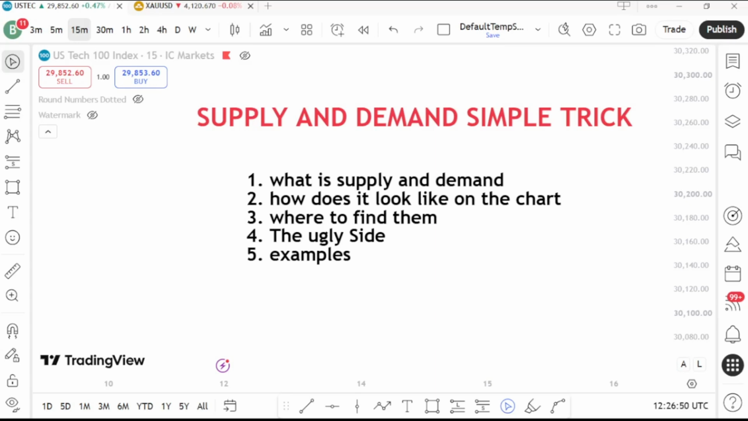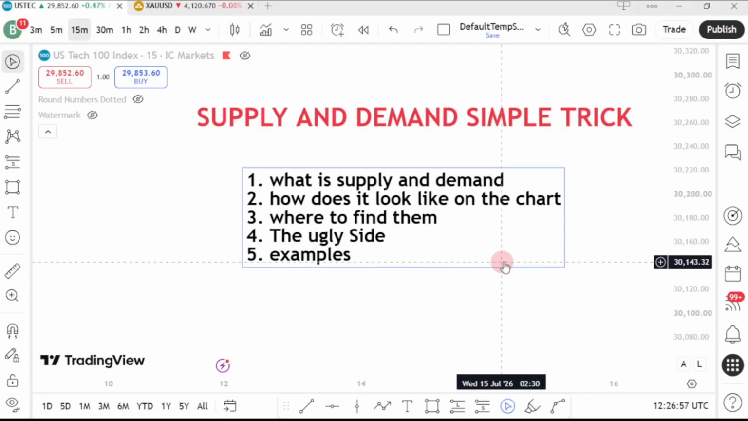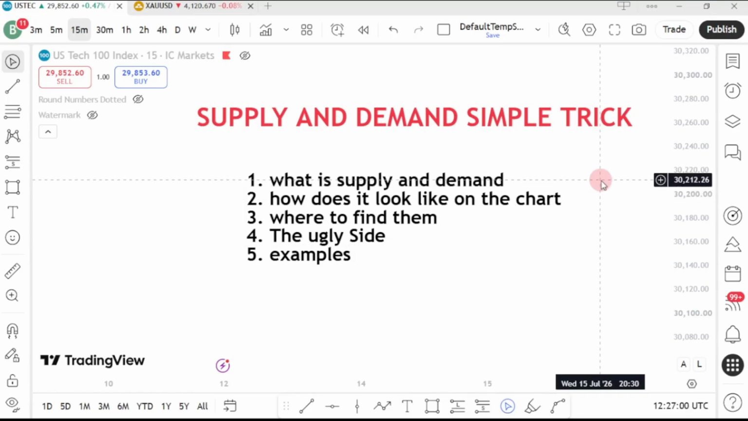Hello guys, this is Billy FS once again, and in this video I am going to teach you a simple trick that is going to help you identify supply and demand zones easily on the charts without any hassle.